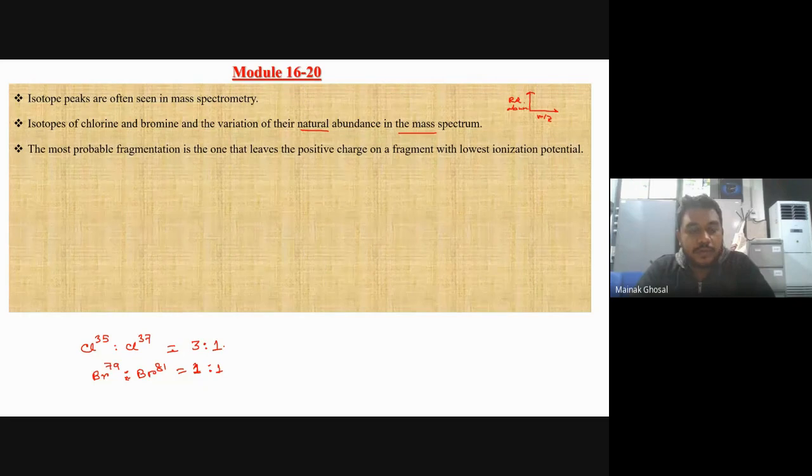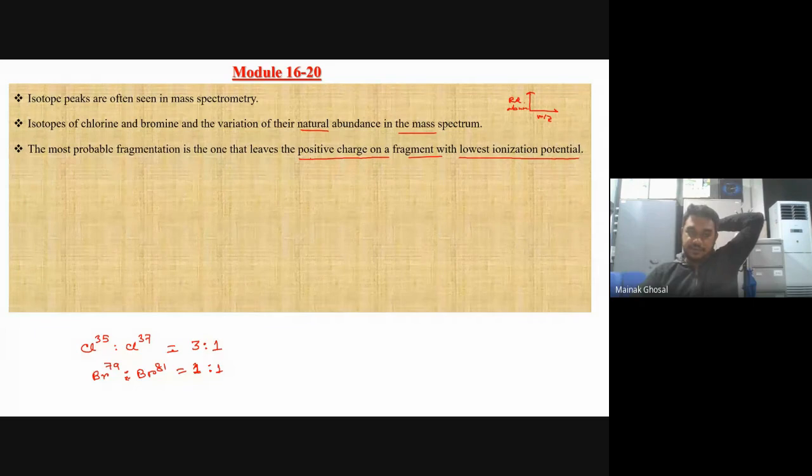Now the most probable fragmentation. Whenever you are discussing fragmentation, the most probable fragmentation is the one that leaves the positive charge on a fragment that has the lowest ionization potential. You cannot just fragment it any way you like. There are certain rules you have to follow, and the rule is that the positive charge will be on a fragment that has lower ionization potential.